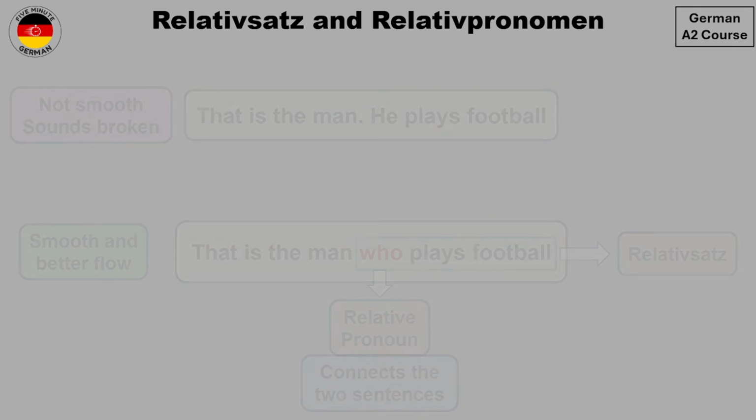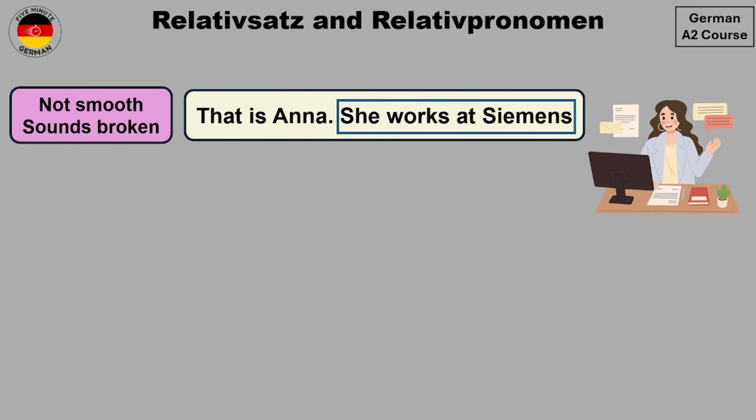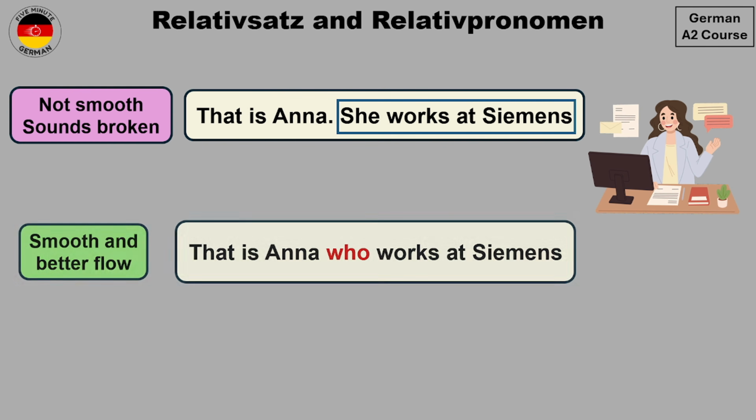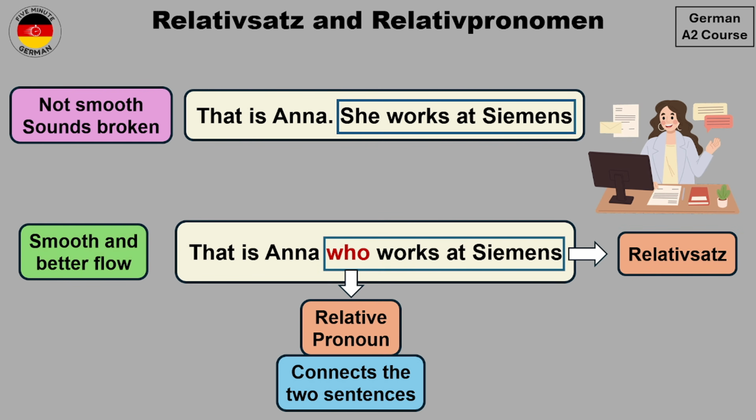Now let's take a look at another example. We have the sentence, that is Anna, she works at Siemens. You see the second sentence also gives us more information about Anna, but this example also has the same problem: it is not smooth and sounds broken because we have two different sentences. If we combine them using a relative pronoun, then the sentence will be, that is Anna who works at Siemens. And you see this also has a smooth and better flow. Again, who is the relative pronoun which connects both of the sentences, and the part of the sentence which contains the relative pronoun is the Relativsatz.